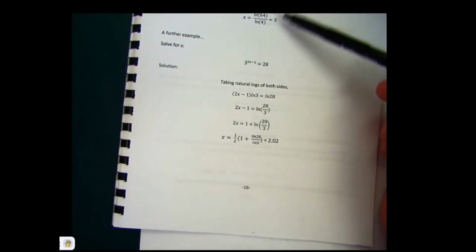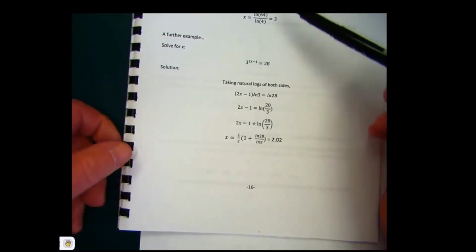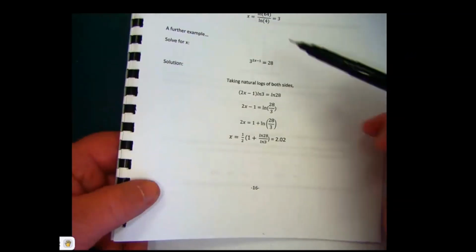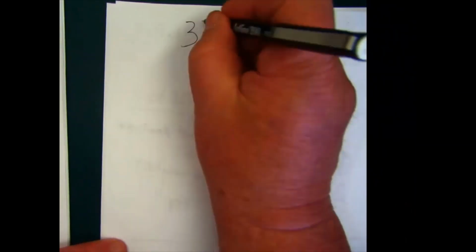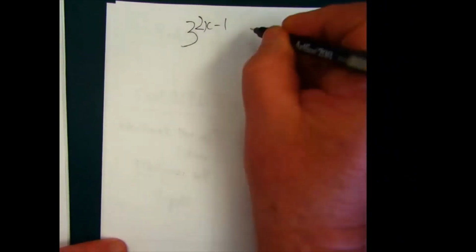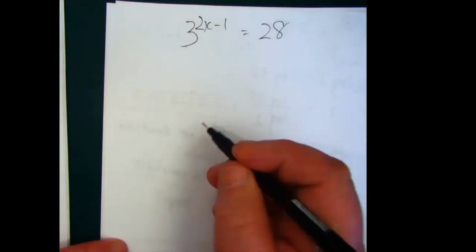Okay, let's have a look at this next one now. I'll just show this on the paper. We've just basically done this little one, showed you the method. We'll use the same method for something that's a little bit more complicated. So in the book, the next problem that they ask you for is this one. So see how we go. Can we solve for x when we've got 3 to the 2x minus 1 equals 28?